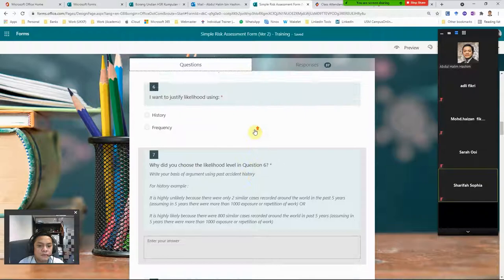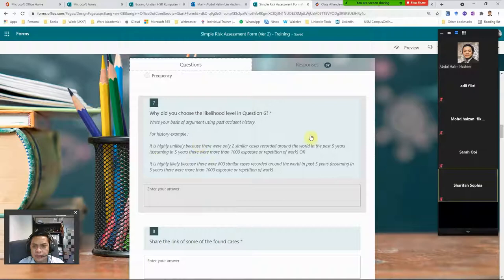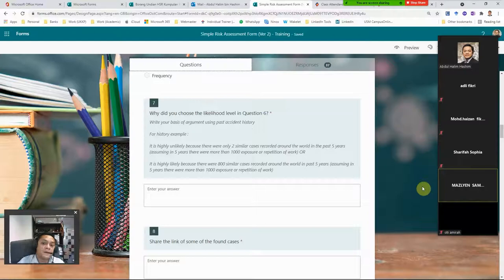Okay, if you choose history, then you have to answer question 7, because that is the basis of your justification using past accident history. So you have to put in the examples that I've given there, based on history. You cannot imagine; you have to base it on literature. Find some literature in Google, for example, that states the frequency or the history of the similar accident.